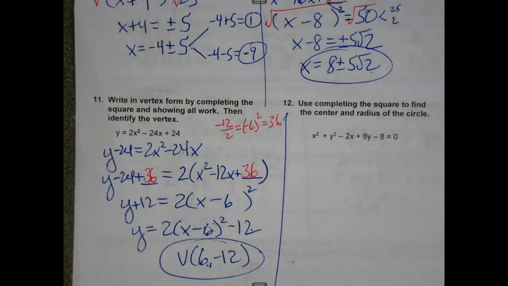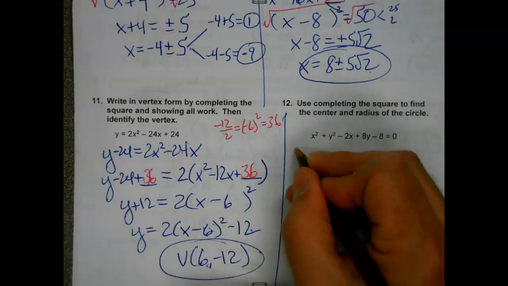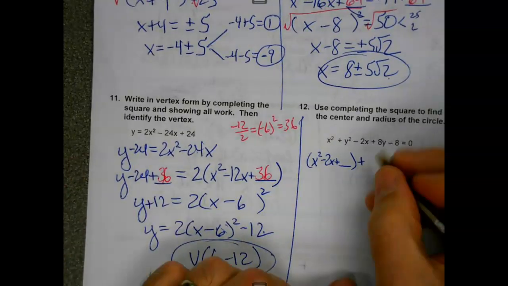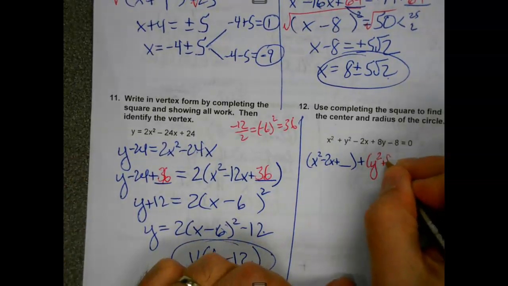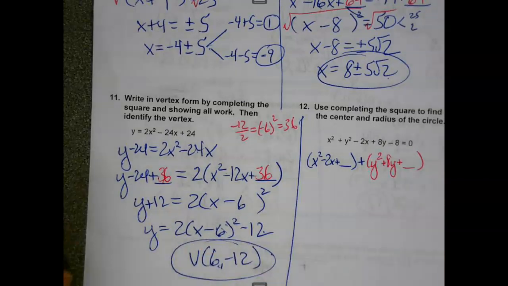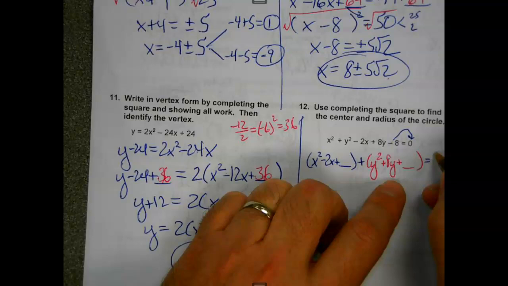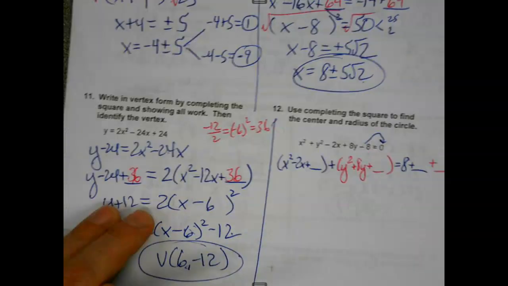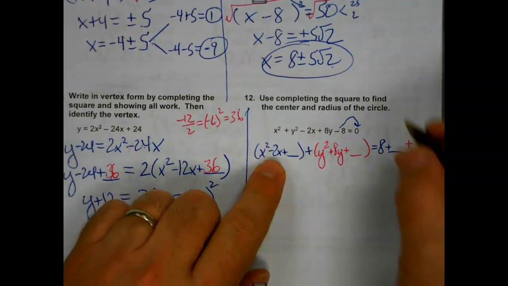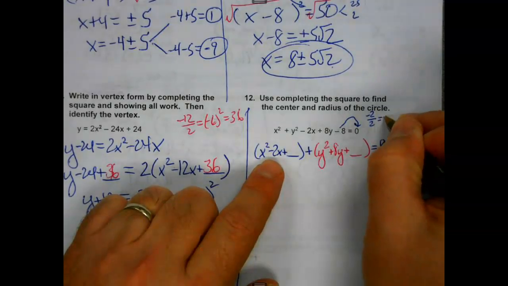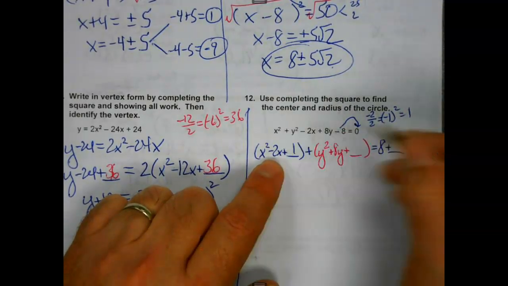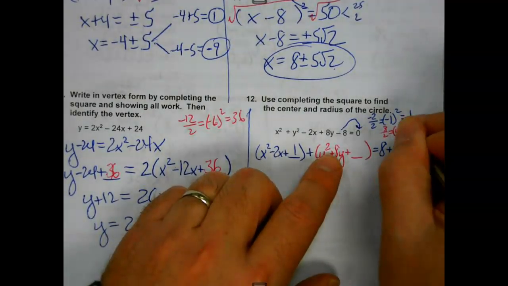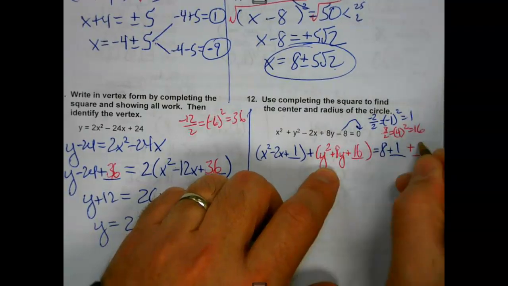Woo! Need another color this time. All right. Center and radius. X's together with a blank. Y's together with a blank. Move that 8 to the other side with an opposite. And let's start rocking this out here. Divide your b by 2 and square it. Divide your b by 2 and square it.